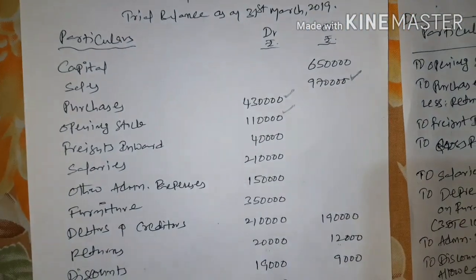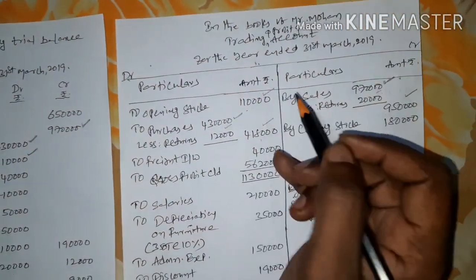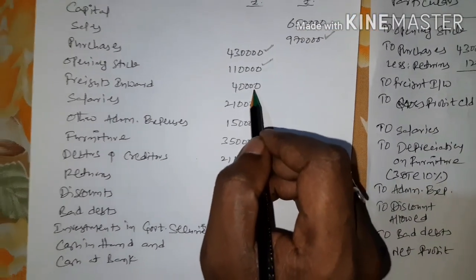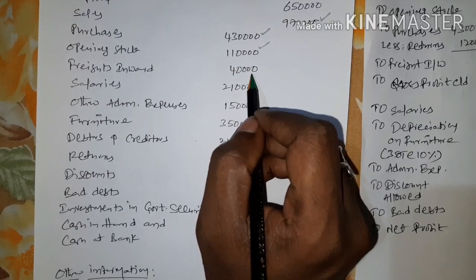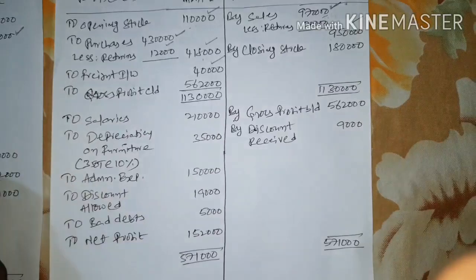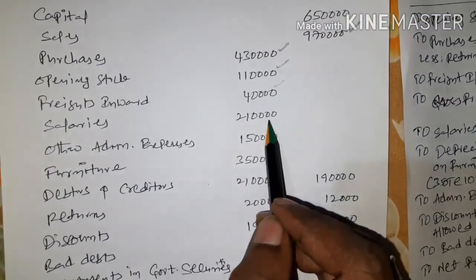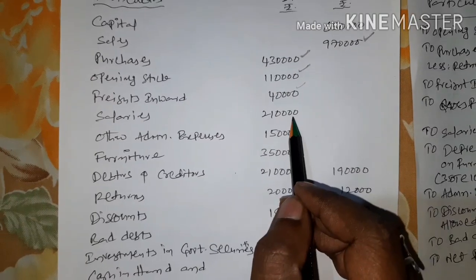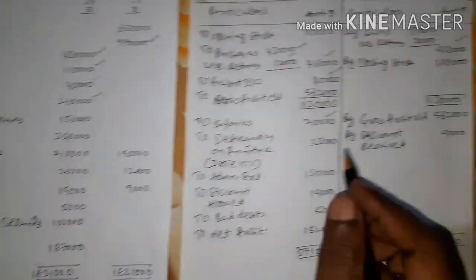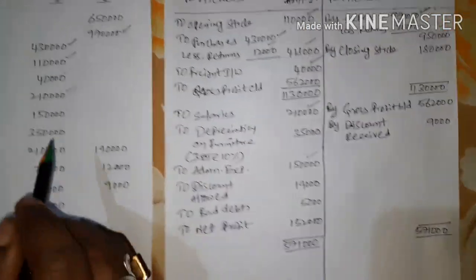Then opening stock is to be debited to trading account, that is to opening stock 1,10,000. Then freight inward, or freight whatever it may be, the same is to be treated as a direct expenditure and is to be debited to trading account, that is to freight inward rupees 40,000. Then salaries, friends, salaries is an indirect expenditure and the same is to be debited to P&L account. Then to salaries rupees 2,10,000. Then other admin expenses are also to be debited to P&L account, that is to admin expenses 1,50,000.